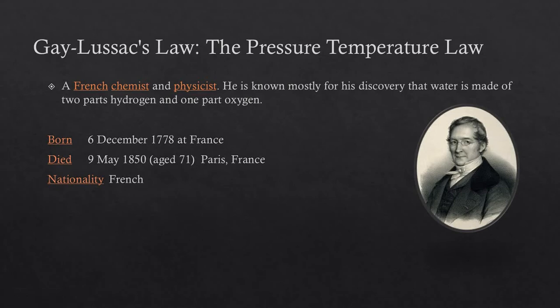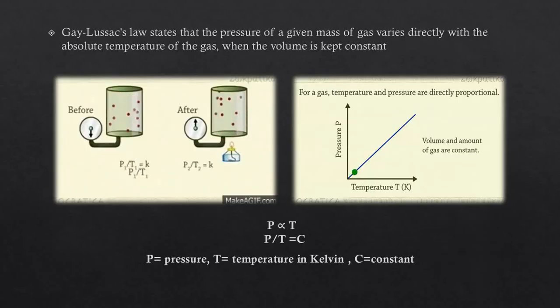Another law was Gay-Lussac's law, the pressure-temperature law. He was a French scientist, a physicist and chemist, known for his discovery that water is made of 2 parts hydrogen and 1 part oxygen. He was born in 1778 in France and died in 1850 in Paris, France.